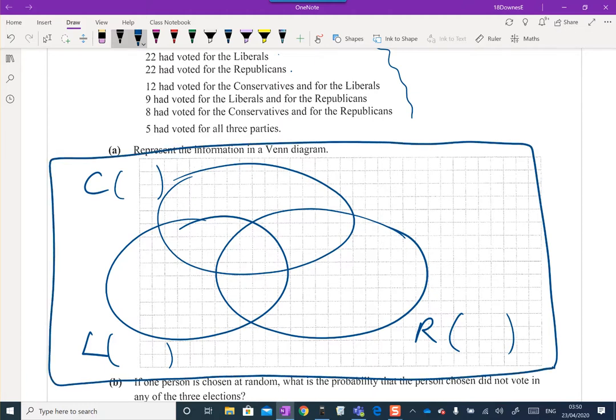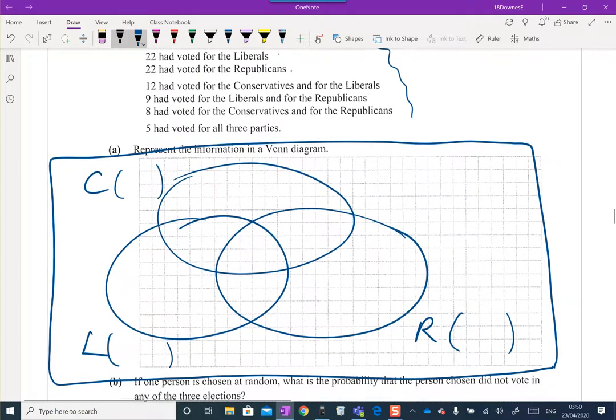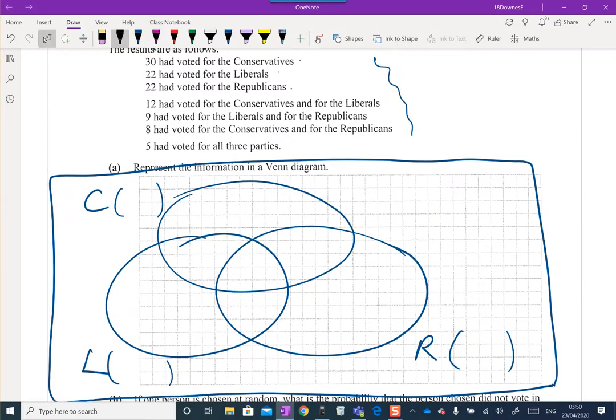Okay. So sometimes we need to use algebra, but it depends how it's going. We'll just keep our thinking hats on here and work from the inside out. So 5 had voted for all 3 parties. Do not put dots on these because they're not elements. 8 had voted for Conservative and for Republicans. But remember, 5 of them already had voted for all 3 parties, so there's only 3 left. Okay, now let's tick these off as we go.